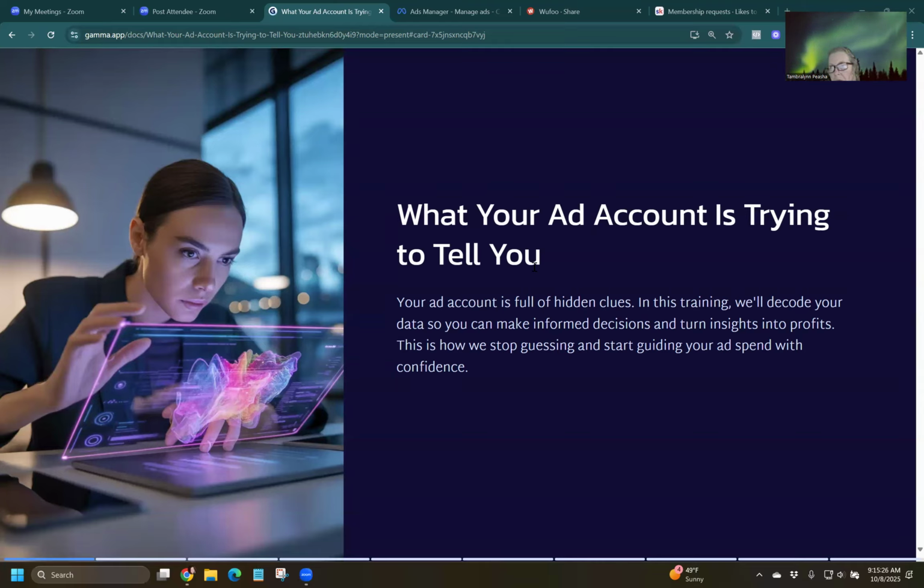But then once the ad is running, is it good? Is it bad? Why is it not selling? Why are people not clicking through? There are a lot of hidden clues in there, and we're just going to look at some of the main ones that I think are super important. And this is what can really turn your account around from the negative into the positive.